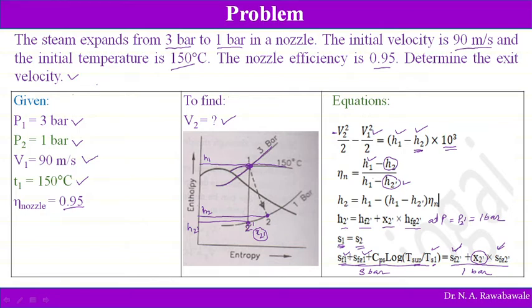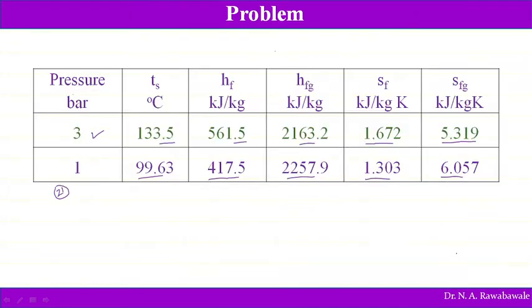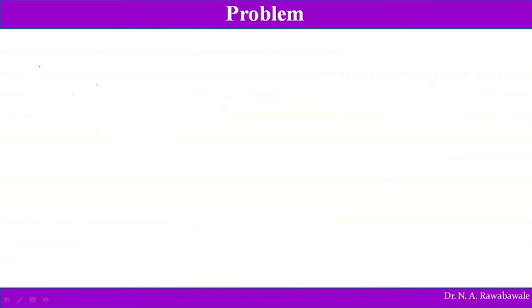So to find out X2 dash, we must find out entropy at S1 and entropy at S2 dash. Equating these two entropies, we can get X2 dash. Let us start to write this equation. Here SF1 plus SFG1 plus CPS natural log of T sup divided by TS1 saturation equal to, this is at pressure P1 is equal to 3 bar.